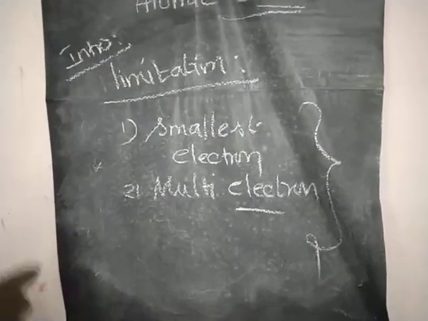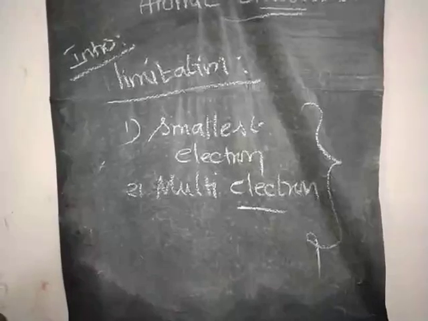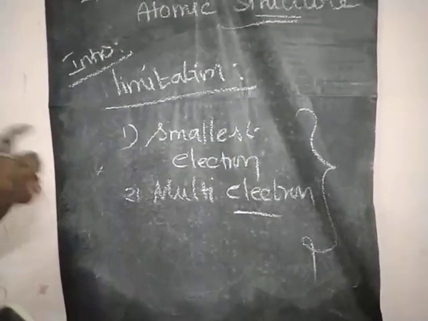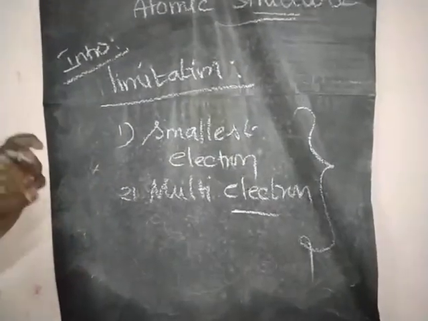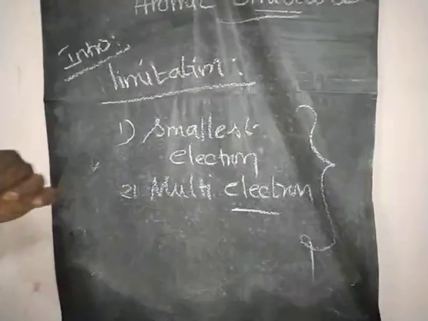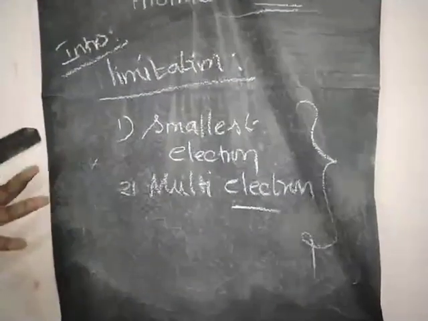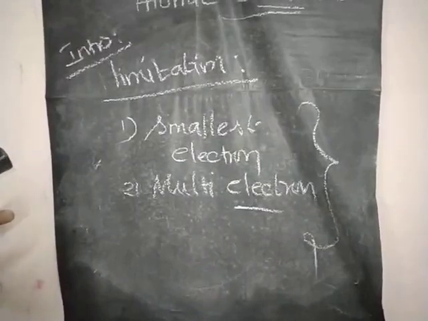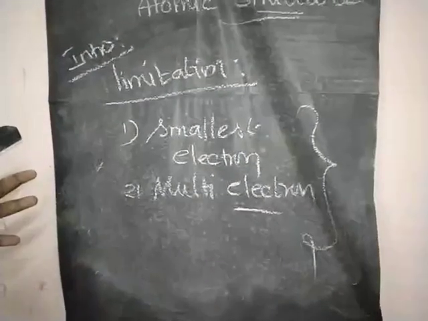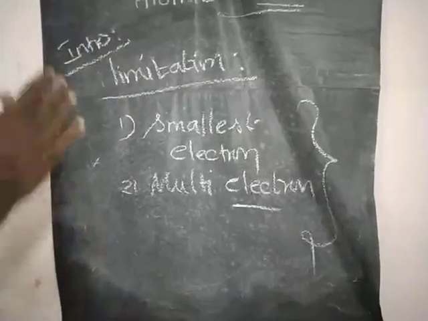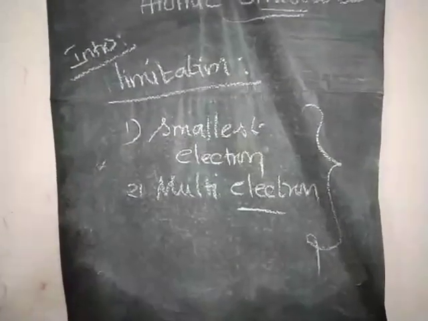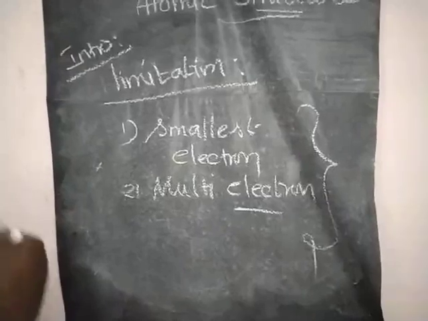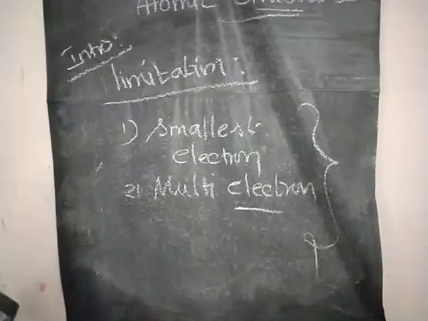Thank you children. Today's homework: explain Rutherford's atomic model and Bohr's atomic model. Two questions. First question, explain the Rutherford atomic model, including explanation, merits, demerits and the experiment also. The same way for the Bohr atom model.